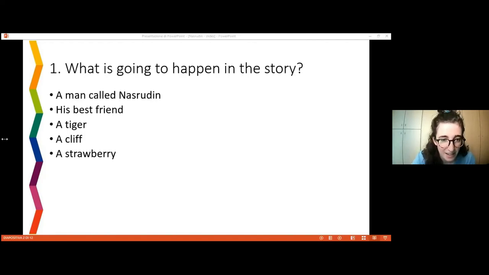Friendship. One day Nasrudin was about to eat a wonderful strawberry when his friends walked up. Okay, about friendship, great. And Tiziana, thank you. Nasrudin's best friend is a tiger and saves him. He's allergic to strawberries. Good. Okay, good.